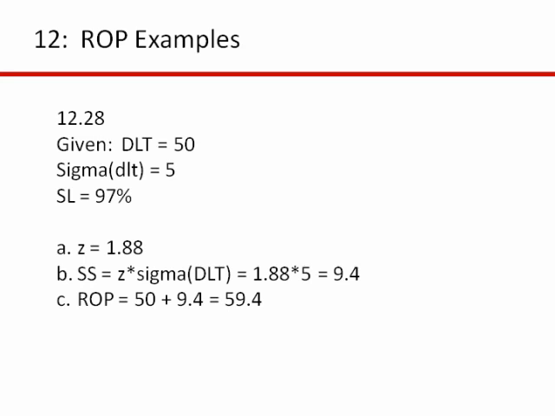Then in this particular formula, when we have the distribution of demand during lead time, the safety stock is going to be Z times sigma DLT, which is going to be 9.4. So then the reorder point is the demand during lead time, which is 50, plus the safety stock, which gives us a reorder point of 59.4.